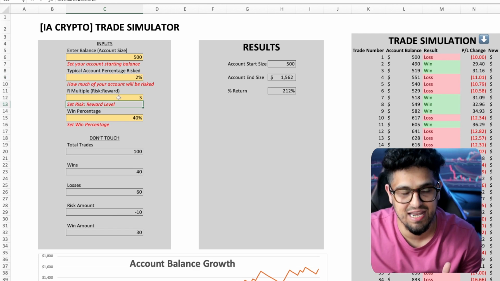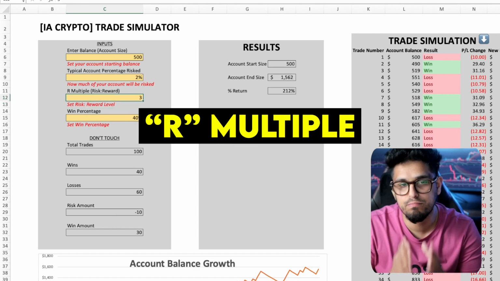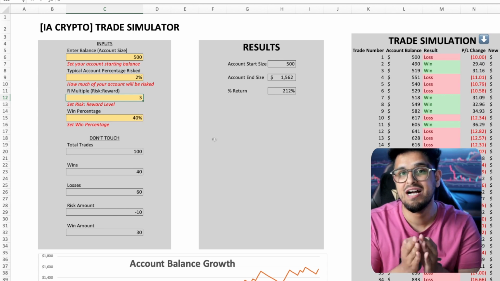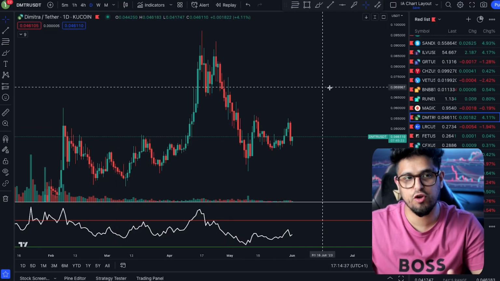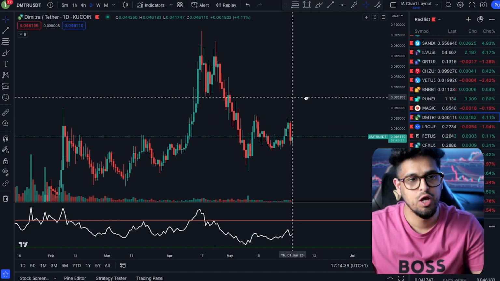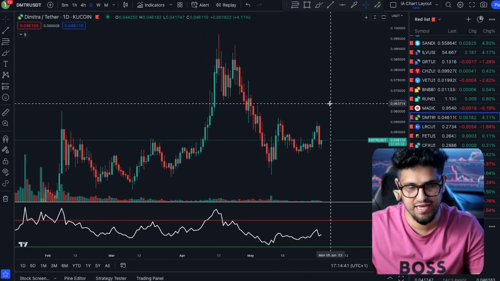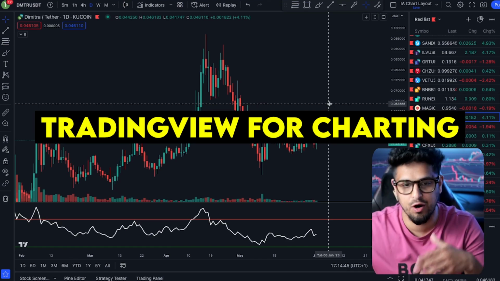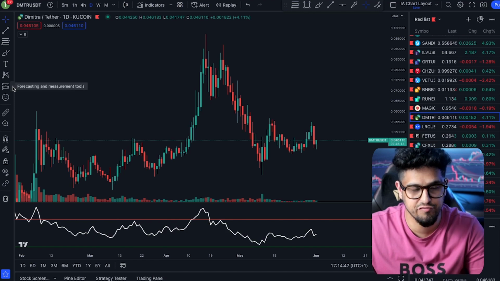What we then want to set is what is called our R multiple. Now, I'm going to explain to you exactly what this R multiple is, because it's one of the most critical things in day trading. Okay, so we're back in TradingView, and I've pulled up a random altcoin here, which we're going to take a look at. Again, TradingView, the best charting software out there. Definitely go check that out. Get yourself set up on it. You don't need a paid account. A free account is enough.